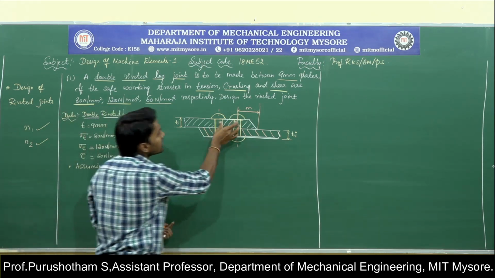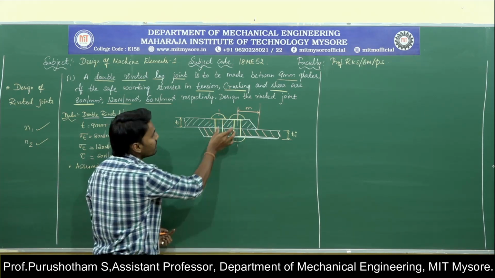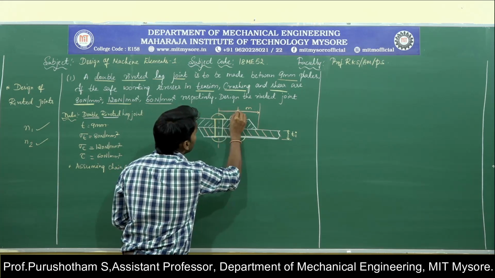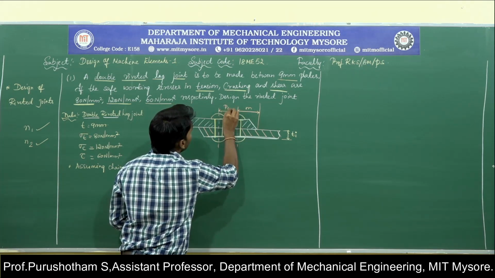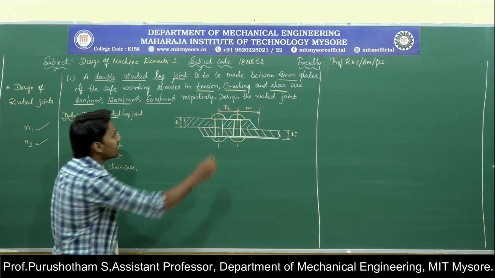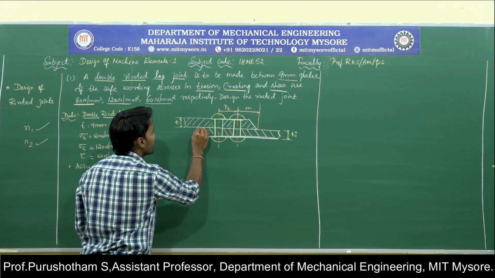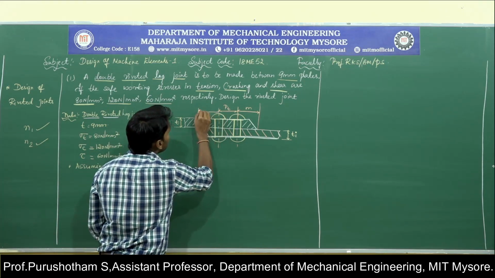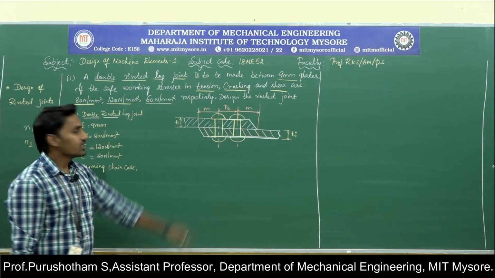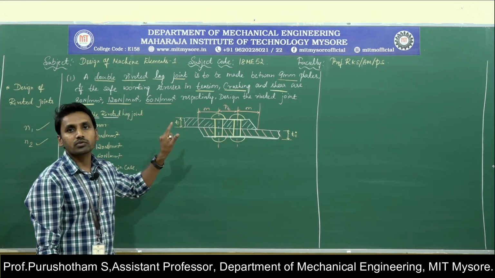Then the shortest distance between two successive rows of rivets in a multiple riveted joint is given by the transverse pitch. Again, the distance from the center of the rivet hole to the nearest edge is given by the margin. So this will complete the front view of the double riveted lap joint.